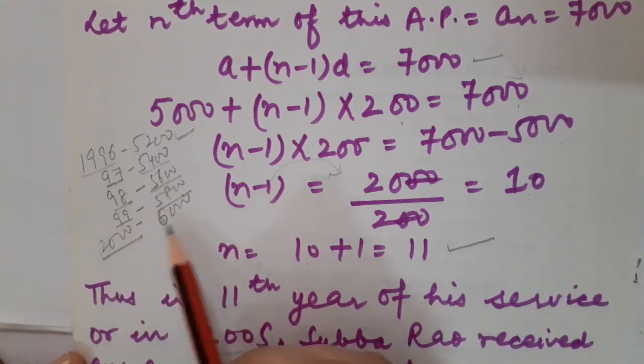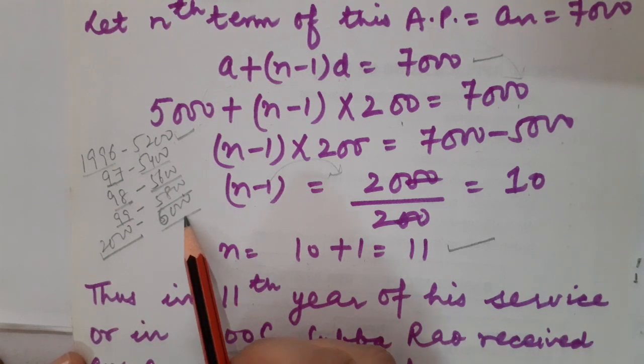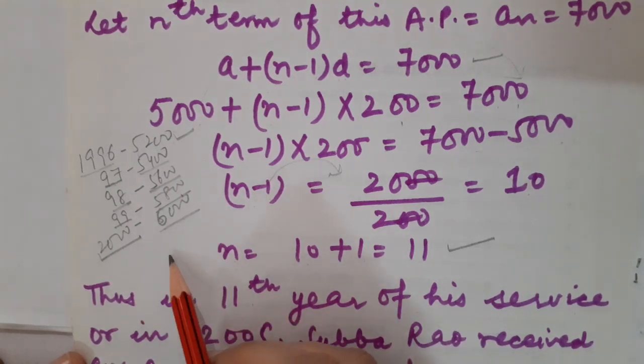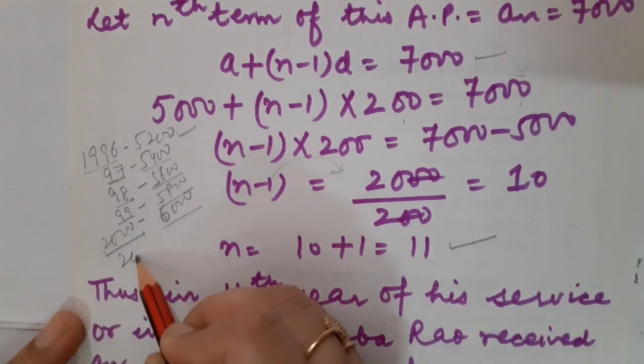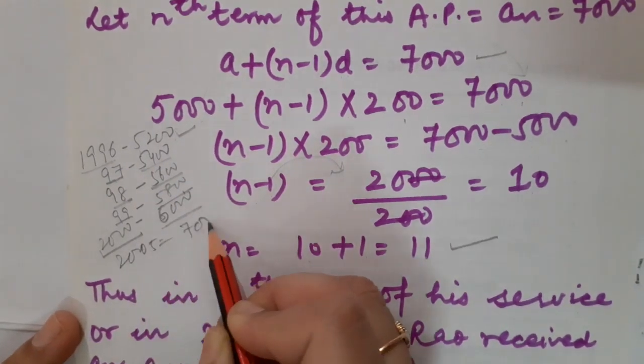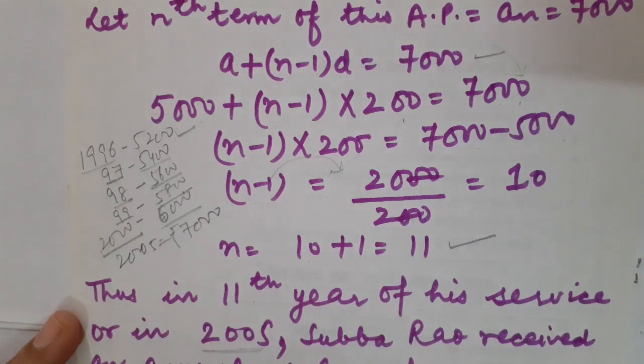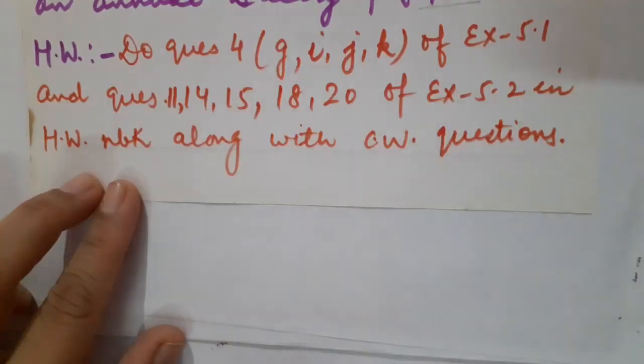And in 2000, he was going to get 6,000. Fine. Now definitely we will have to calculate for 7,000. So 5 more years will be counted. Fine. Because in every year, the increment is there of rupees 200. So definitely in 2005, it will be rupees 7,000. Correct, students?